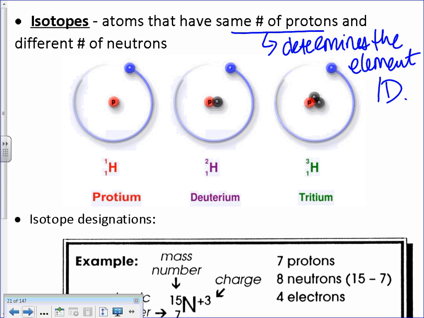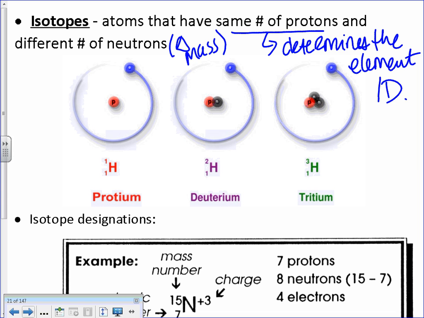So if I have the same number of protons, that's going to give you the element's identity. And if I have a different number of neutrons, that's just going to simply change the mass. And we'll have to deal with that in terms of recording different numbers of neutrons. That's it. So you can see my example here of hydrogen.